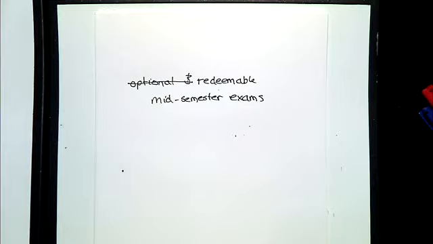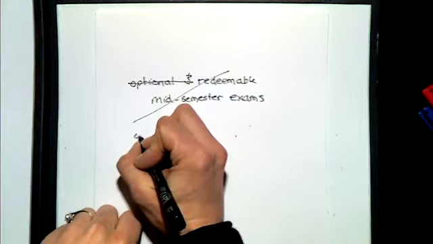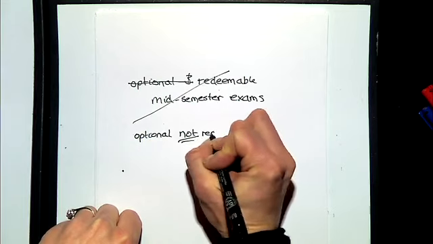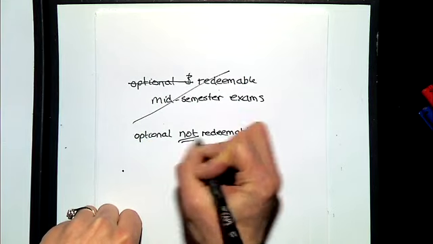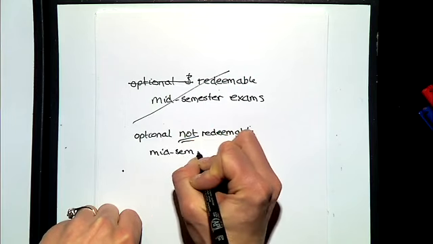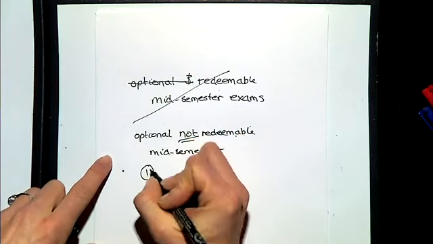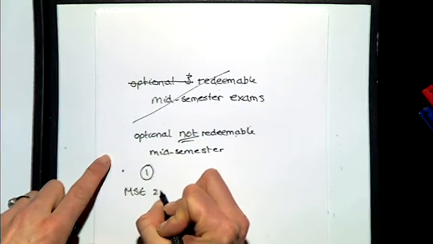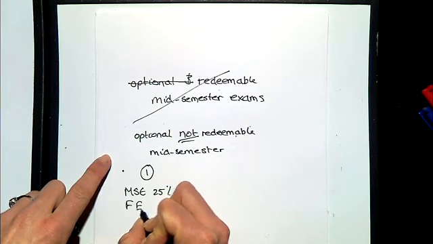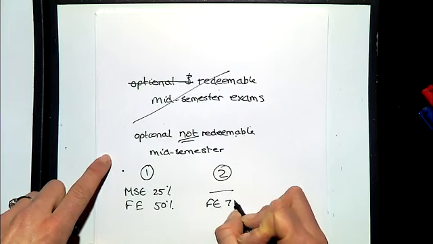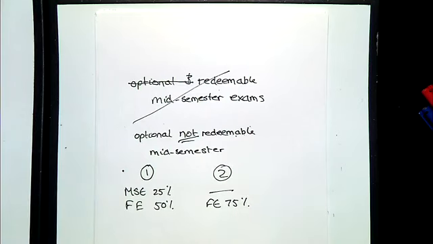In other words, what if you guys had not this, but an optional but not redeemable mid-semester? In other words, you had to make a choice before that mid-semester exam. You could either, one, sit the mid-semester, and it would be worth 25%, and that would mean the final exam would be worth 50%, or two, you could only sit the final exam, and it would be worth 75%. But you couldn't change your mind. Once you sat that mid-semester, it would, by definition, count.